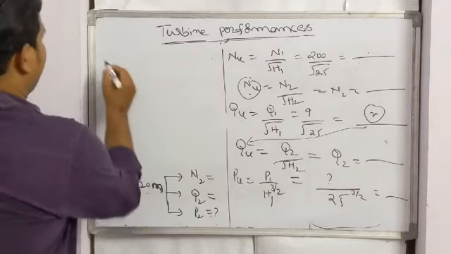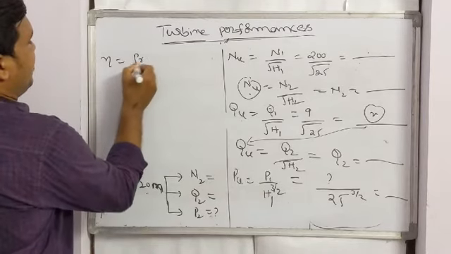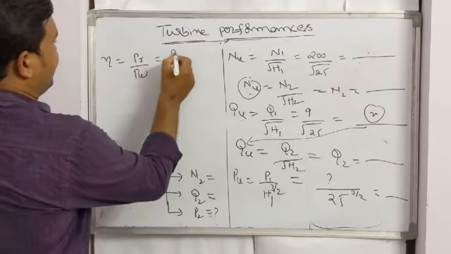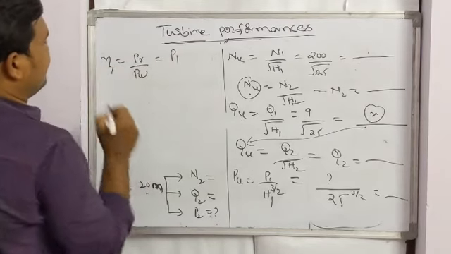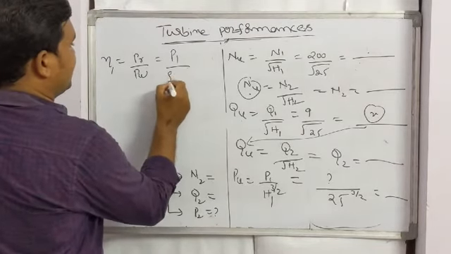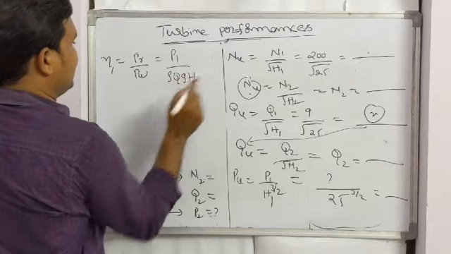So we know that efficiency is equal to runner power by water power. Runner power we may treat as P1. So the efficiency in the first case is eta 1. The water power is rho Q G H, in the first case.